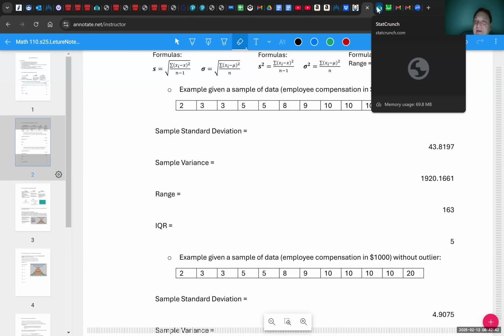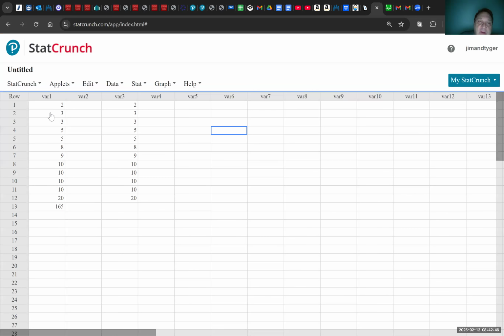This is the spreadsheet program that we use for our class. I've typed in all the data right here under var1. I've actually typed in the data here missing the 165, missing the potential outlier, and I'm going to use that a little bit later to explain some differences between things. But I'm going to use var1 right now because that's where all 13 of our data items are. You see it goes to row 13, so row 1 to row 13 are 13 items right there.